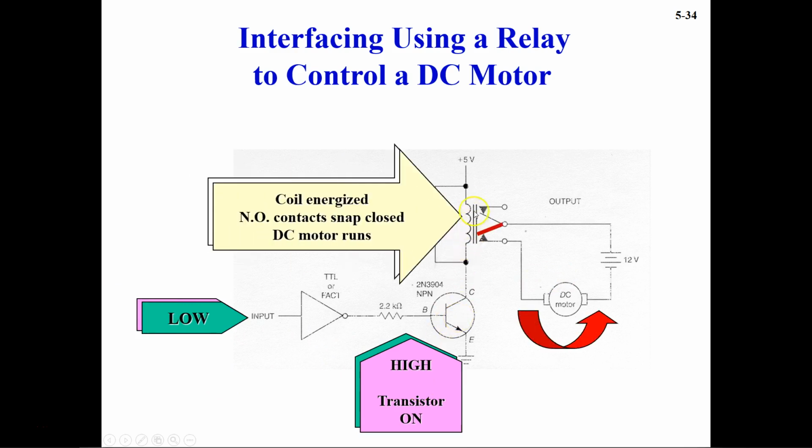And when the input is low, then the output will be high, which will turn on the transistor, and in that situation some magnetic field will be created, due to which this switch will connect to the other contact and close the contact, and then 12 volts will be supplied to the DC motor. So the DC motor will turn in this anti-clockwise direction.